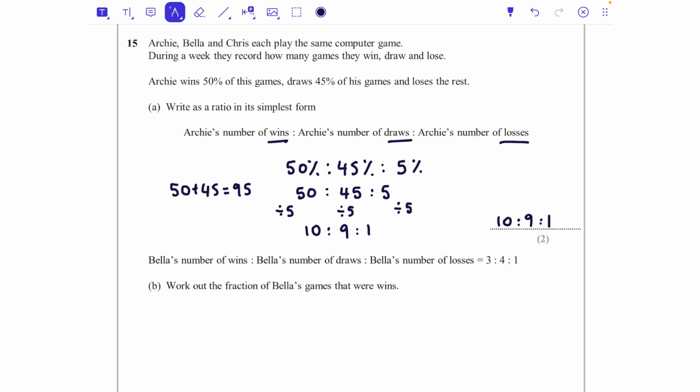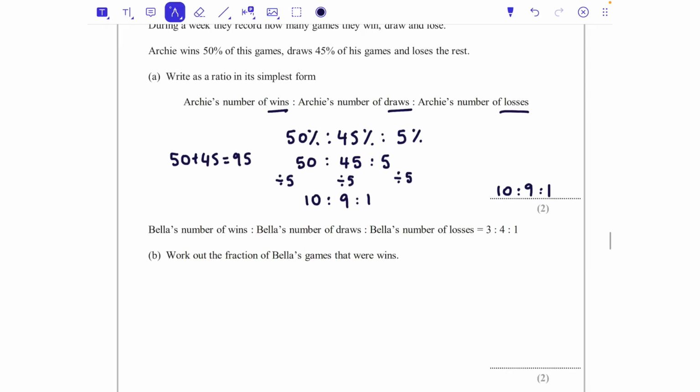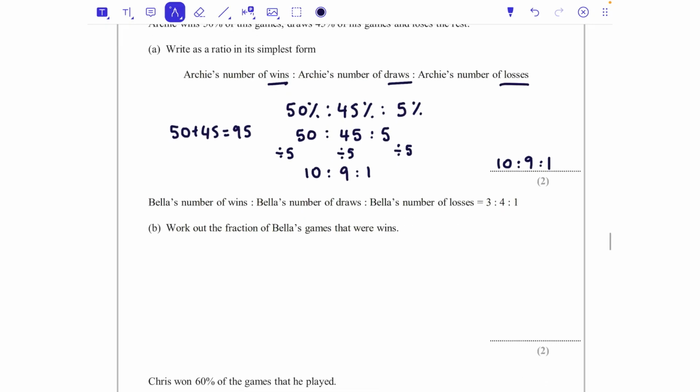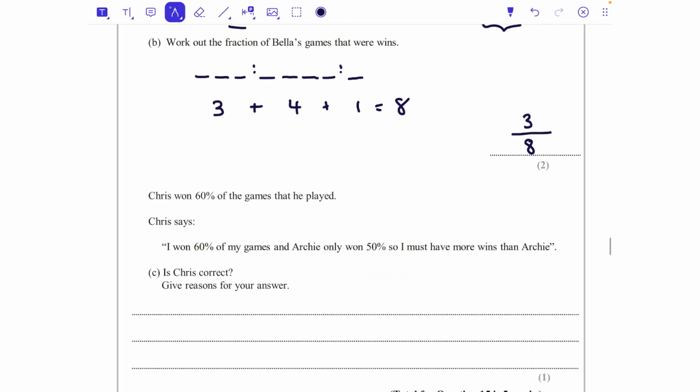Now for Bella, Bella's wins to Bella's draws to Bella's losses is in the ratio 3 to 4 to 1. What fraction of Bella's games were wins? Well, the wins is the first number, which is 3, and it would be out of all of the parts altogether. We've got 3 parts in the first section, 4 parts in the second section, and 1 part here. If I add these together, there are 8 parts altogether, so the fraction that she has won so far is 3 out of 8.